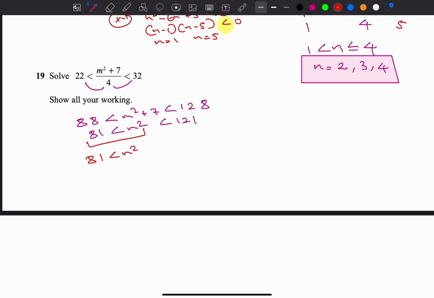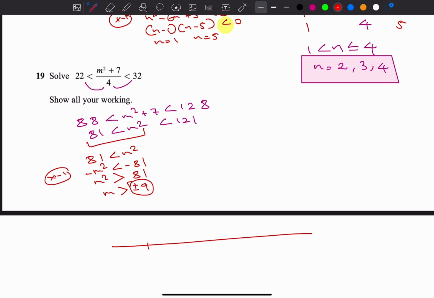You could bring the m squared that way. So look, minus m squared, bring the 81 to the other side, minus 81. Then multiply by negative 1 and switch the sign: m squared greater than 81. m is greater than plus or minus 9. Okay, we'll come back to that. What does that mean? One answer is negative 9, the other answer is positive 9. Circle, circle, and look at the way it's pointing, that means it will go that way.